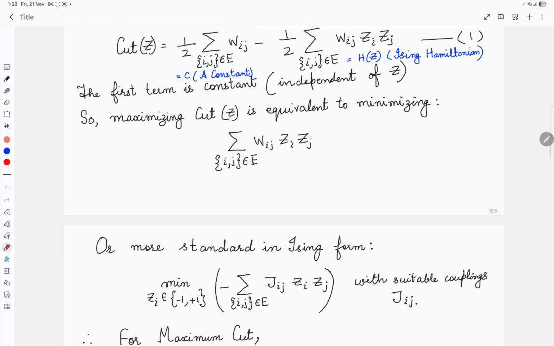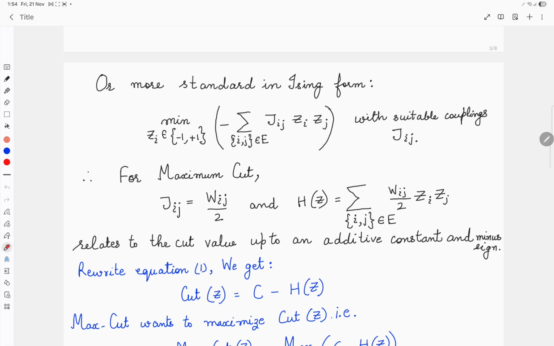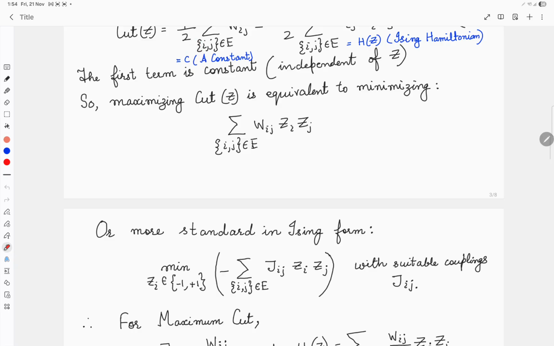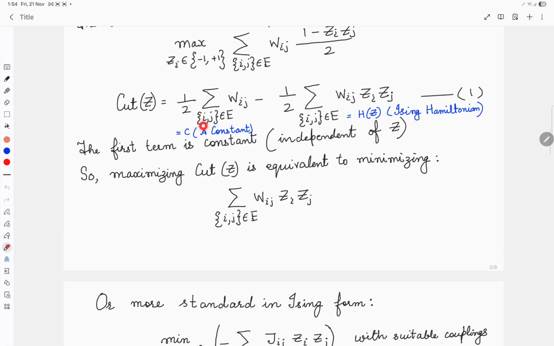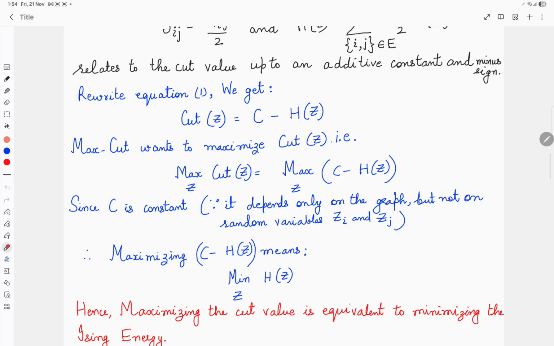But you have to look into this expression, because looking into this expression we find that maximizing cut Z is actually minimizing this Ising Hamiltonian. So that we have to understand basically. So now we can say that this term is a constant C, and this term I have designated as Hz, which is the Ising Hamiltonian. Therefore I can write cut Z equal to C minus Hz.